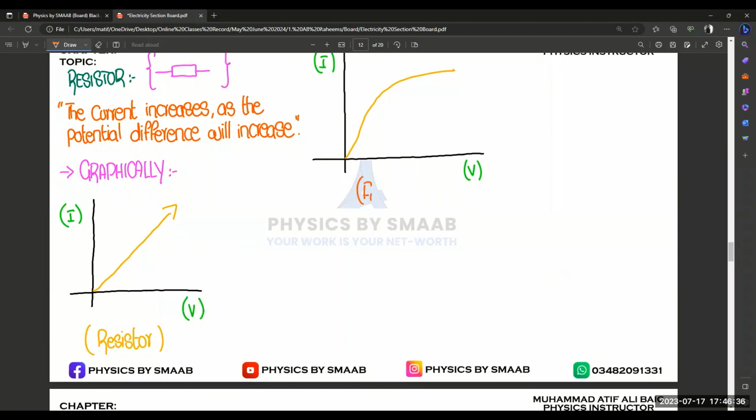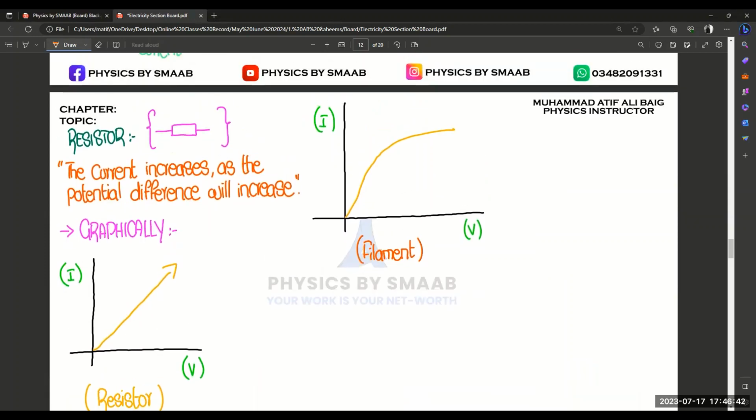The filament. Okay. So in simple words, we can say that resistance will increase in, right?